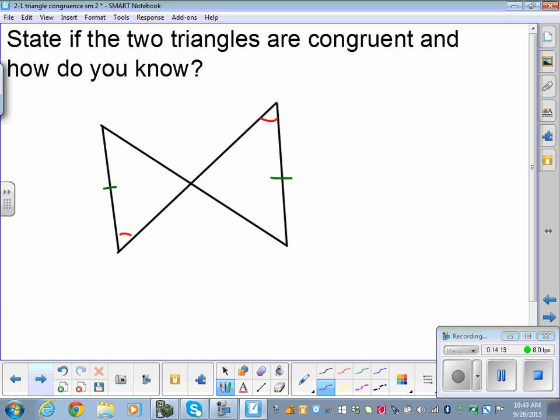Okay, this one's trickier. Are the two triangles congruent, and how do you know? You have to use the correct congruence. Anyone have any ideas on this one? Say it out loud.